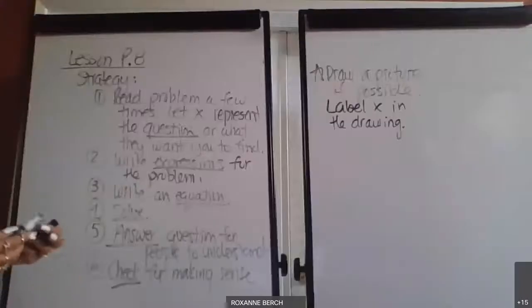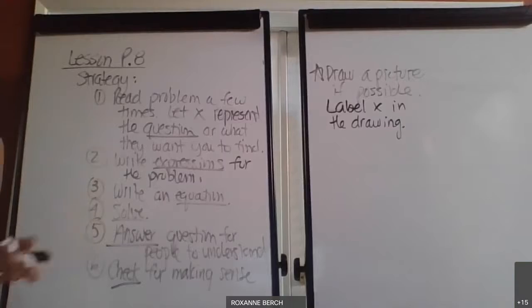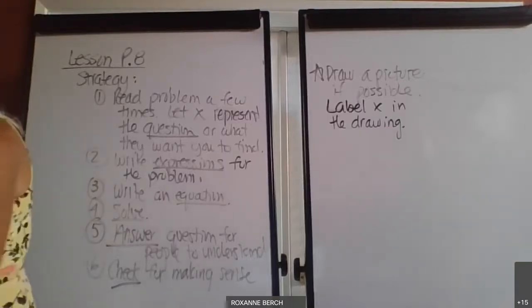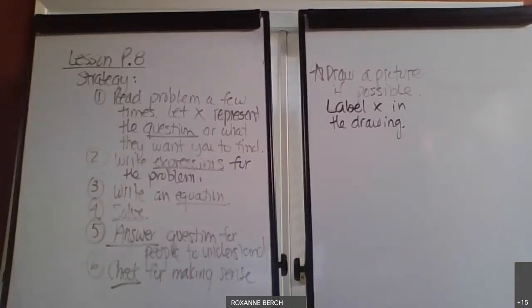So we're going to draw a picture if possible, and we're going to label X in the drawing. Okay, do you guys have this written down so I can erase it? Okay. So open up your book to page 122.